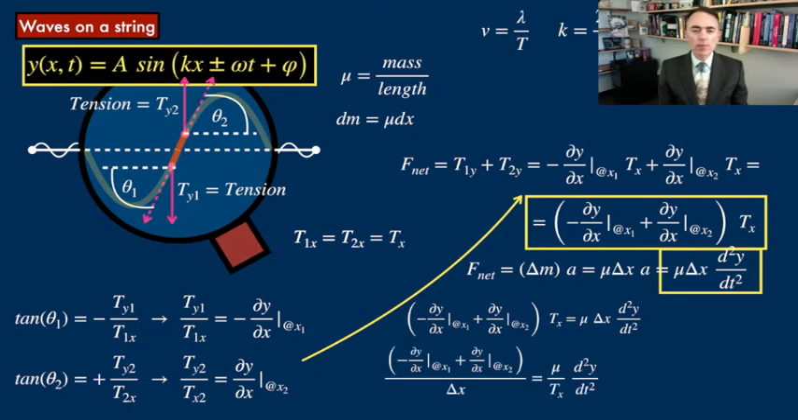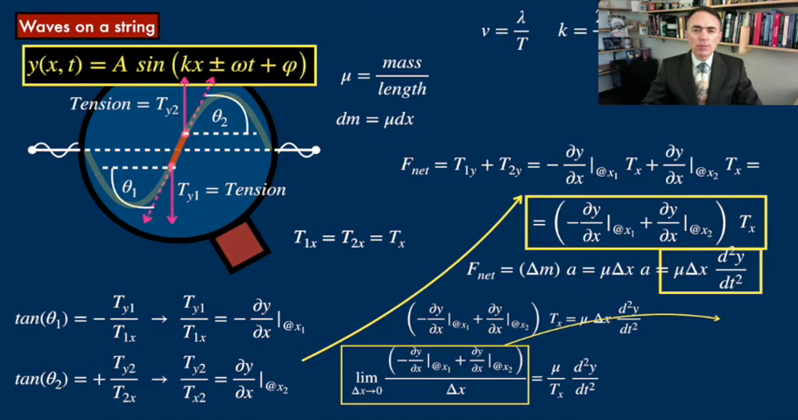We can rearrange this by moving the tension to the right-hand side and delta x to the left-hand side. Now we can take the limit of delta x going to 0. This means that we are making the differential of mass very, very small. In that limit, the left-hand side term is the derivative of y with respect to x.